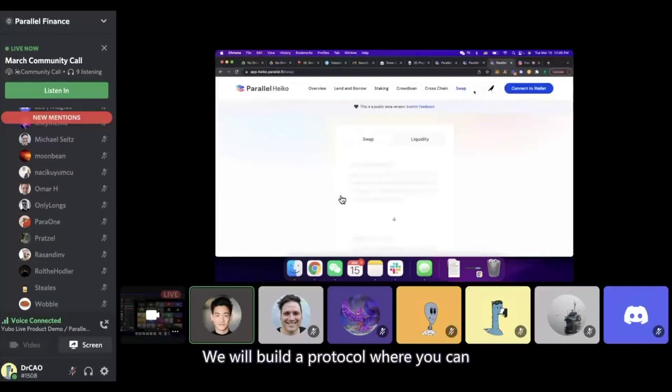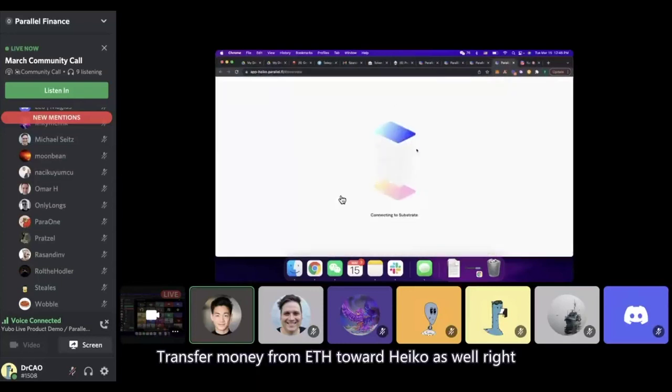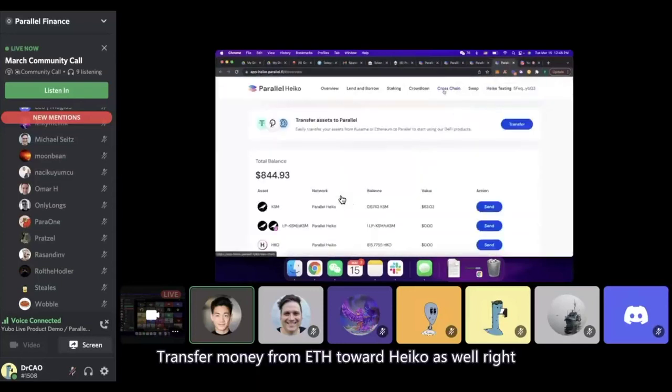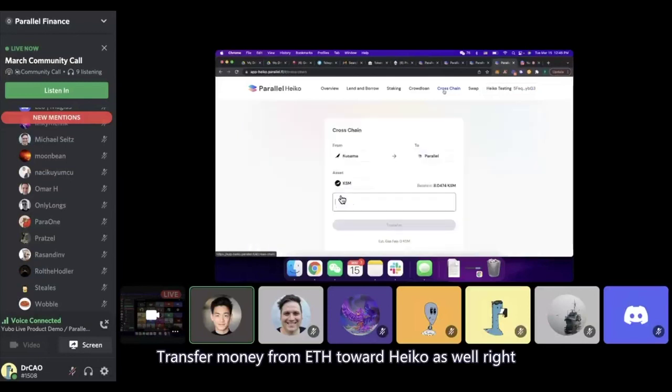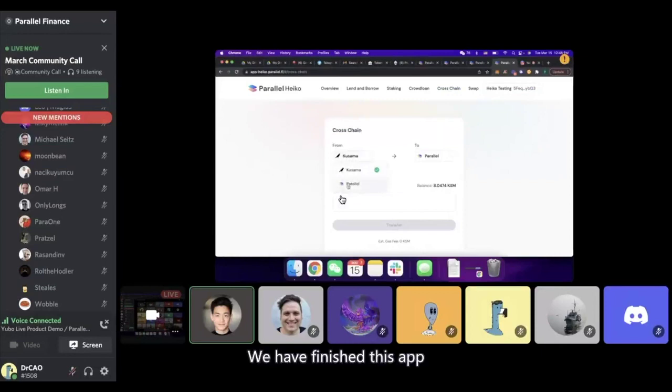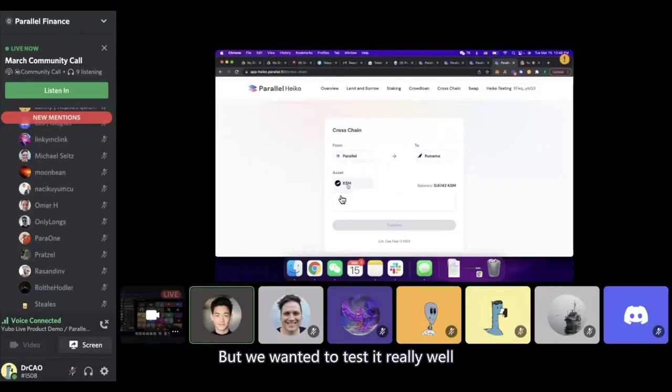Afterward, we will build a protocol where you can transfer money from ETH toward Heiko as well, so things like USDT, USDC, and other assets. We have finished this app, but we wanted to test really well until we really send it out.